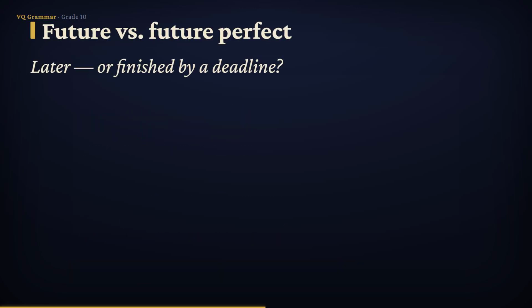The last pair works exactly the same way, only forward. Sentence 1.